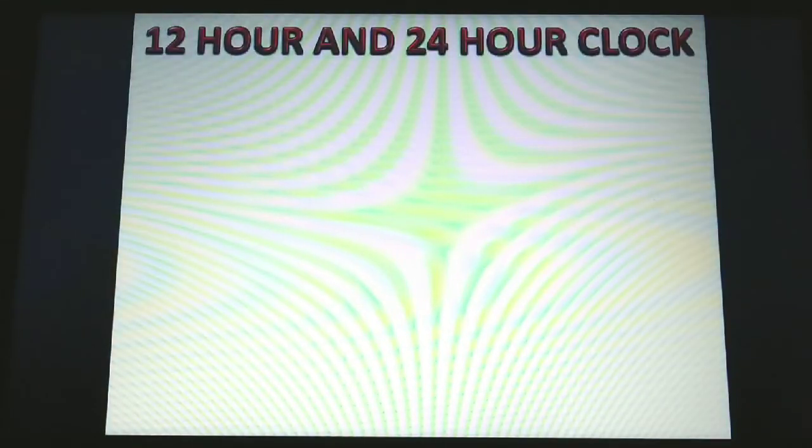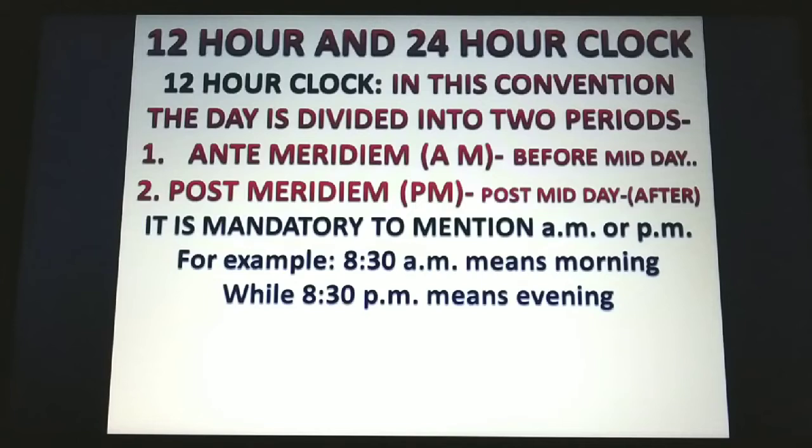Now we come to 12-hour and 24-hour clock. First, a 12-hour clock, that is the commonly used convention. In this convention, the day is divided into two periods. First, ante-meridiem, that is before midday. Second, post-meridiem, that is after midday. Here it is mandatory to mention AM or PM. For example, 8:30 AM means morning, while 8:30 PM means evening.